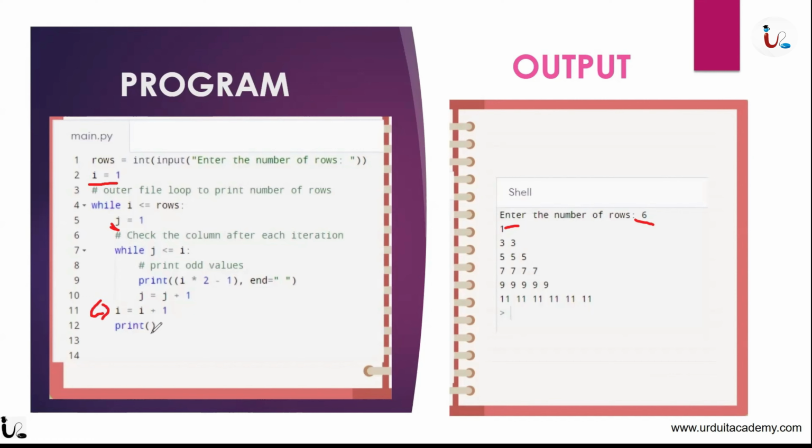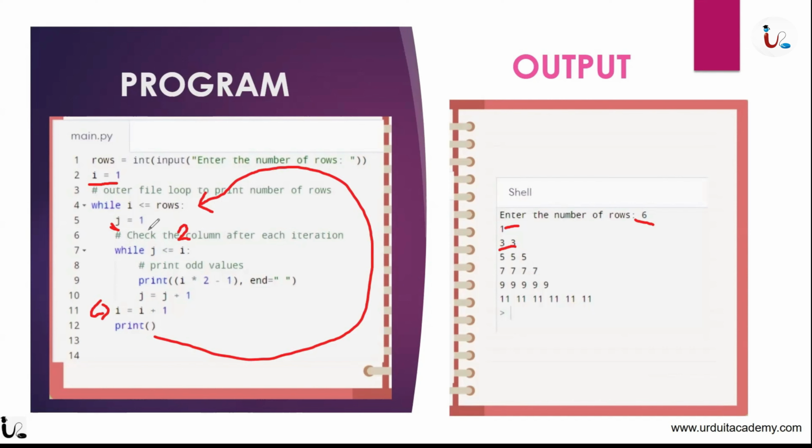After that, we are going to the next line. Then we are going up here to check again 2 less than or equal to 6. That's correct. j is again set to 1. While j is 1, 1 less than or equal to 2, I is now 2. That is correct, so we are printing I into 2 minus 1. I is now 2, 2 into 2 is 4, 4 minus 1 is 3. So we are printing 3. In total, 2 times it will print.